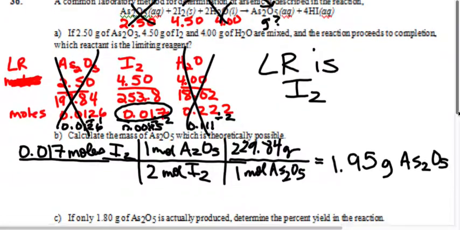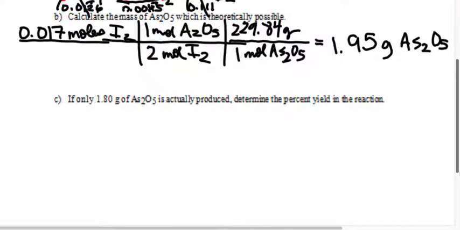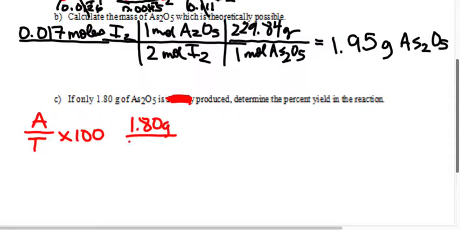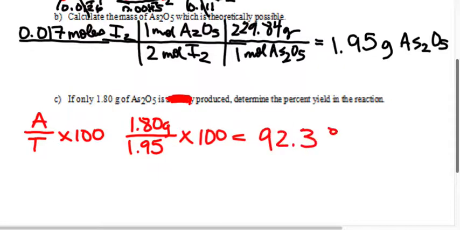Okay, I'm going to move this up. If only 1.80 grams is actually produced, again, you'd have to be able to answer it without that word "actually." If only 1.80 grams is produced, determine the percent yield. Percent yield is actual over theoretical times 100. What's my actual yield? 1.80 grams. What's my theoretical yield? And then how did this lab guy do? 92.3%. Not too bad. That's actually really good for in-lab percent yield.